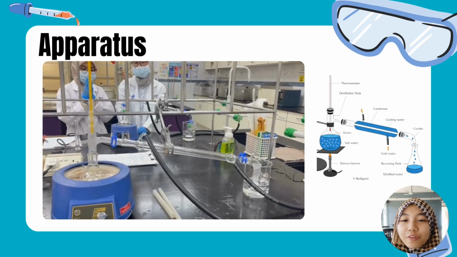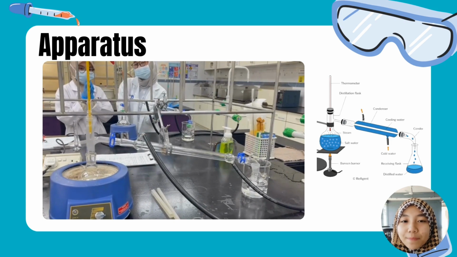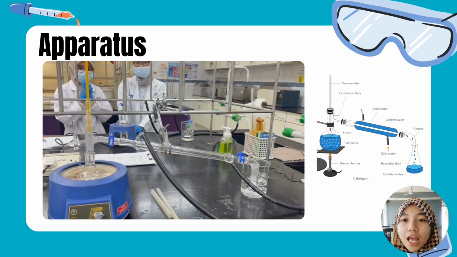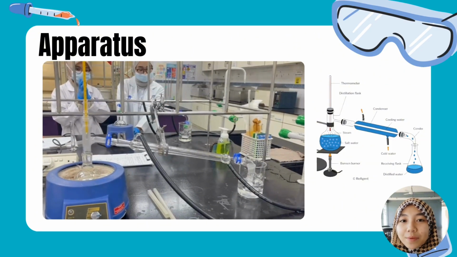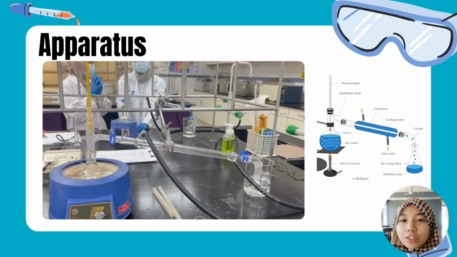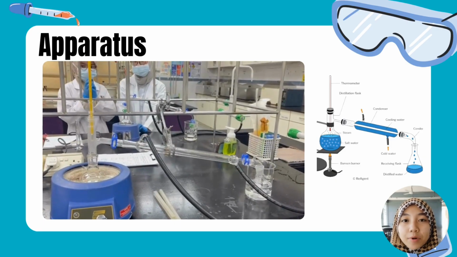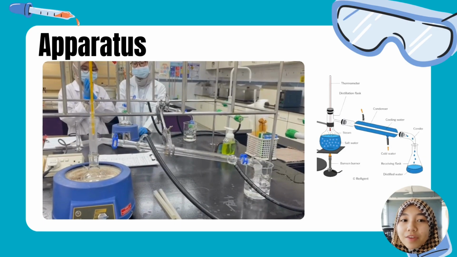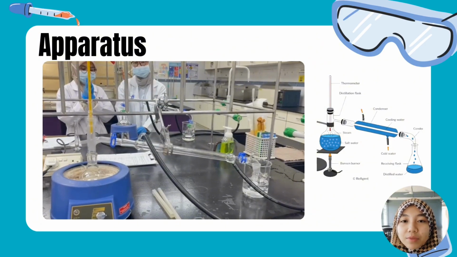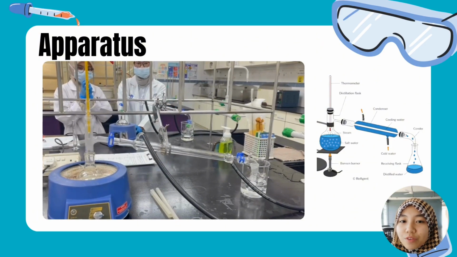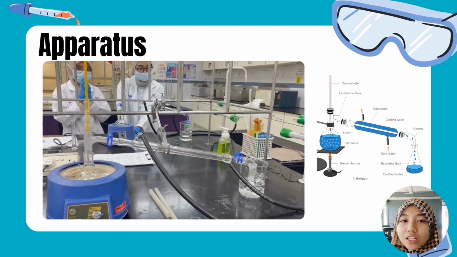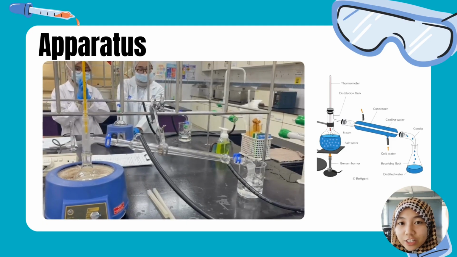The apparatus used for these simple distillation experiments include a round bottom flask, a thermometer, a condenser, a receiver flask, and a heating mantle. The heating mantle was used instead of a Bunsen burner because it provides even heating and is safer for flammable solvents like diethyl ether. The condenser was used to cool the vapor and convert it back into the liquid form during the distillation.